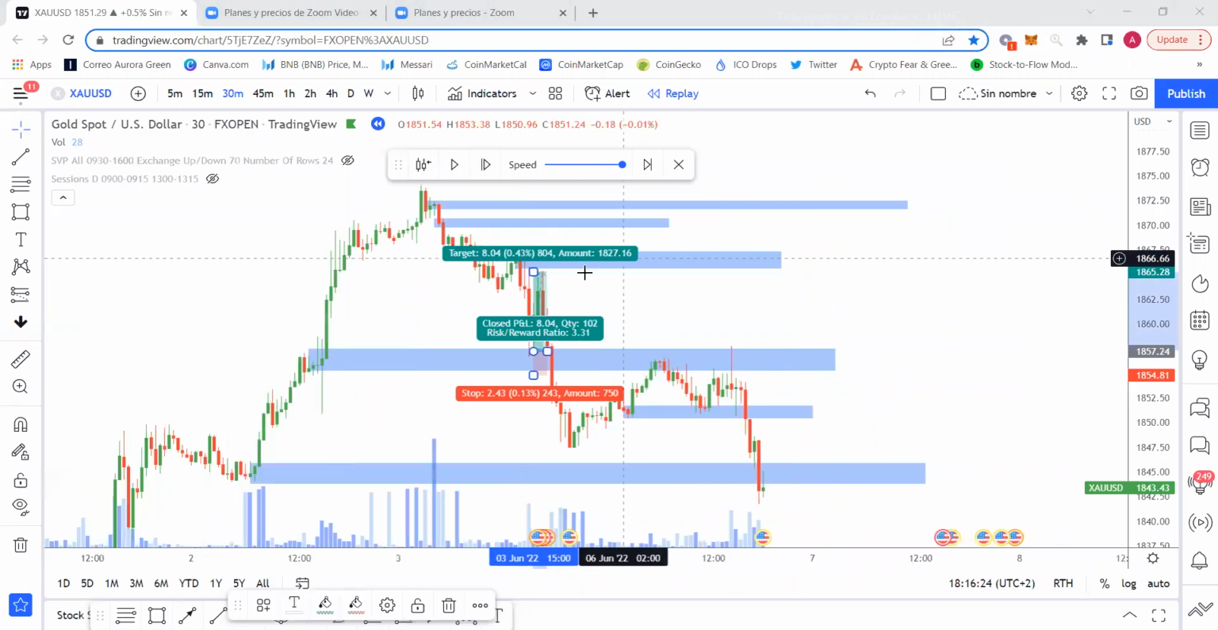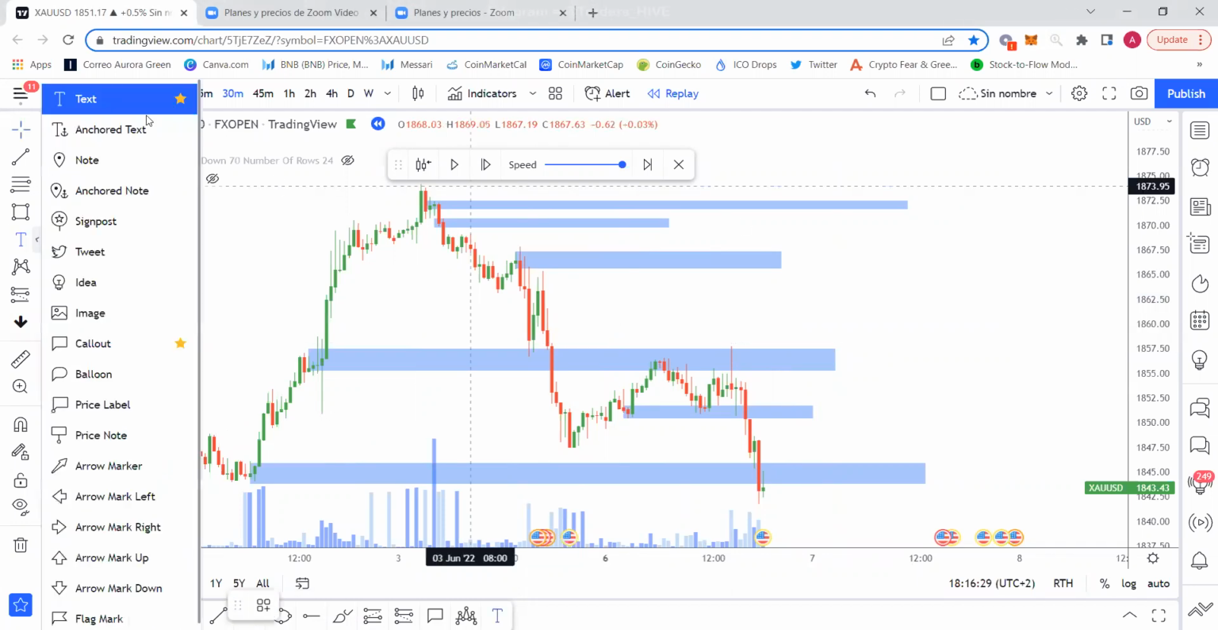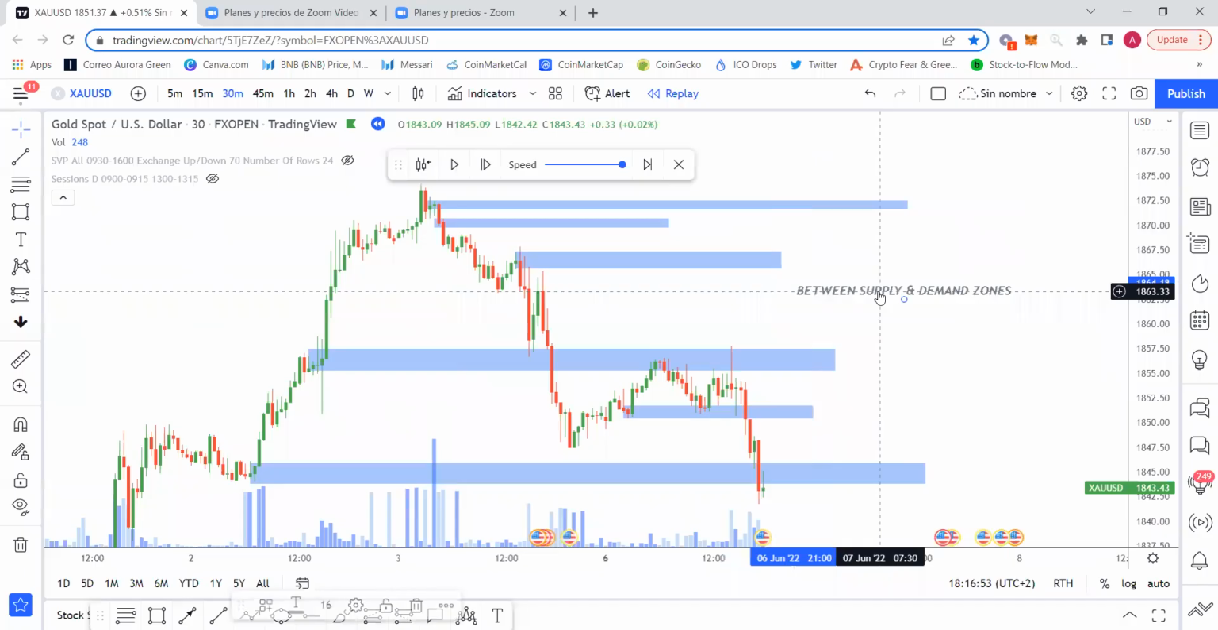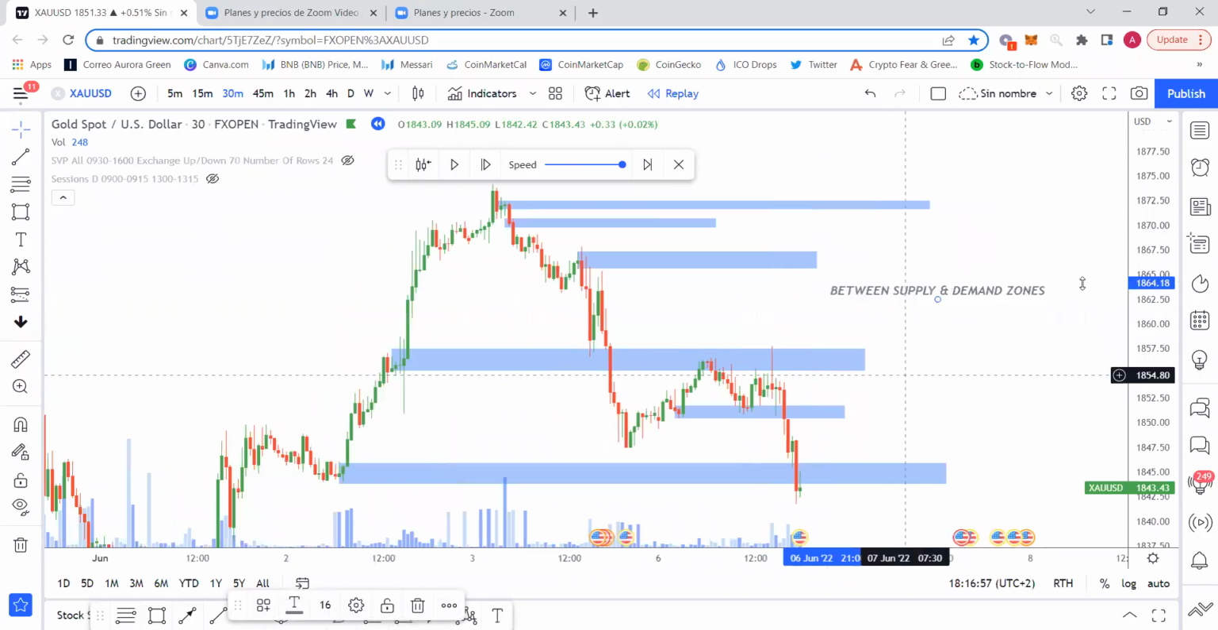Okay, so it's simple, targets between the supply and demand zones. If you are trading from a demand zone, target the nearest supply zone. If you're trading from a supply zone, target the nearest demand zone.